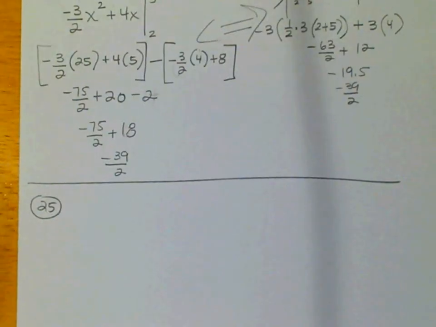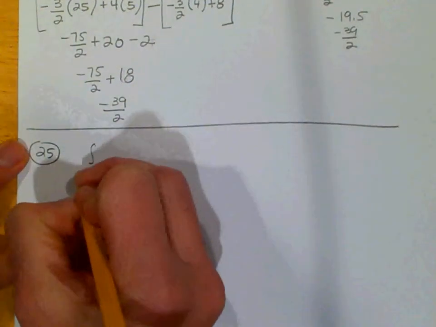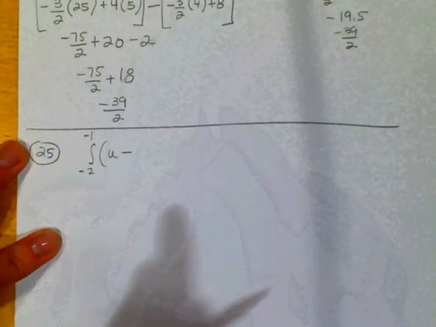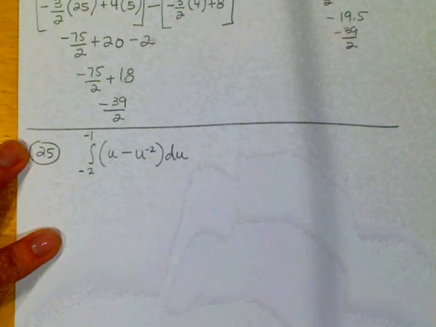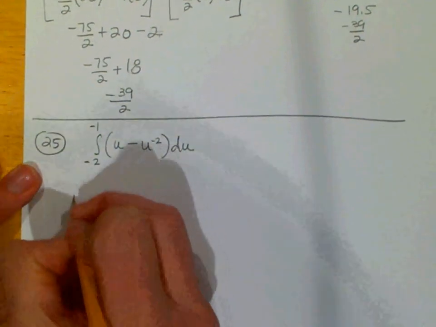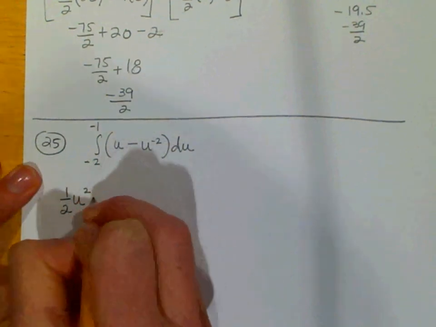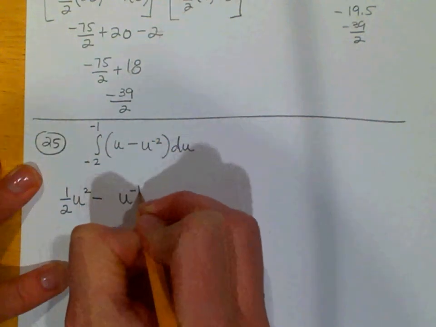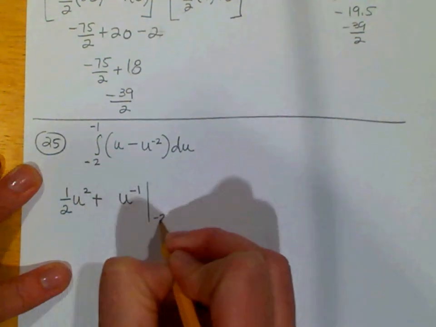Because I'm not sure how to graph something like 25. So I'm going to take the integral from negative 2 to negative 1 of u to the negative 2 du. Let's take the antiderivative of that. I'm going to start with u, raise the power, divide out in front, minus, raise the power of u to the negative 2, which will give me u to the negative 1, divide by a negative 1 out in front. I'm going to go from negative 2 to negative 1.